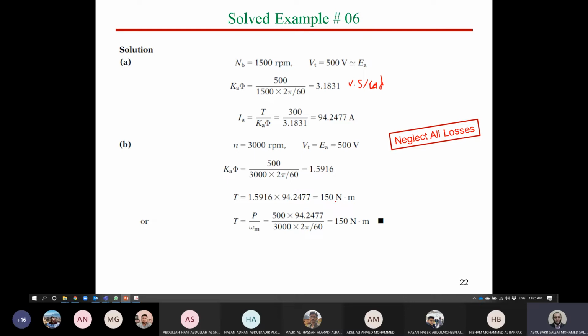Also, based on the power calculation, we can say power over omega, and it will give you the same value, as you can see. Is it clear?